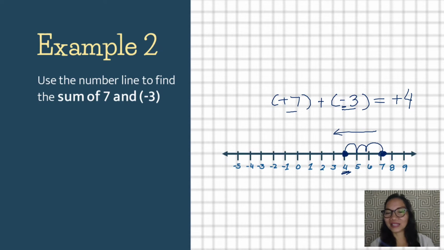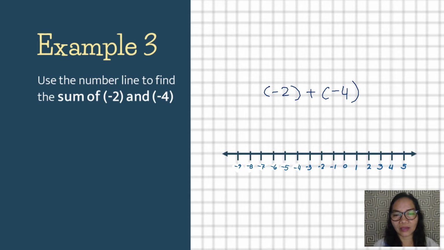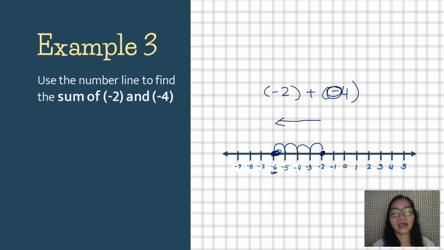Do you understand? Okay, let us have example number 3. Use the number line to find the sum of negative 2 and negative 4. On the number line, we start with negative 2. From negative 2, we move 4 units to the left because 4 is negative: 1, 2, 3, 4. So the answer is negative 6. Okay, very good.